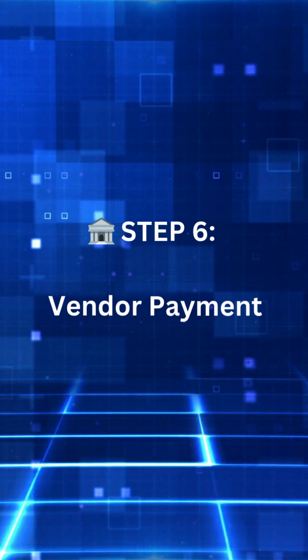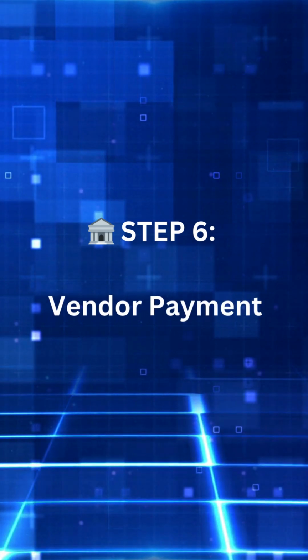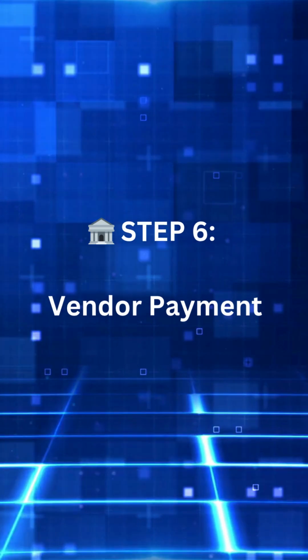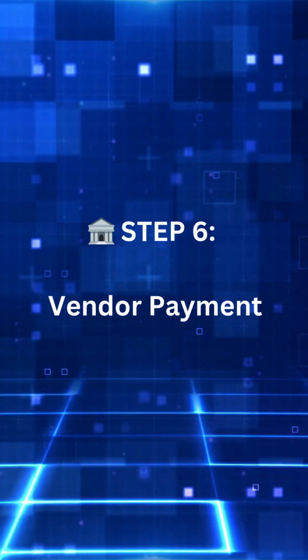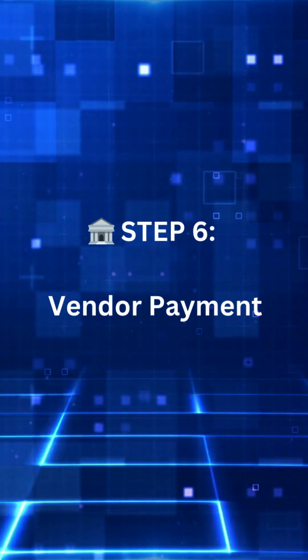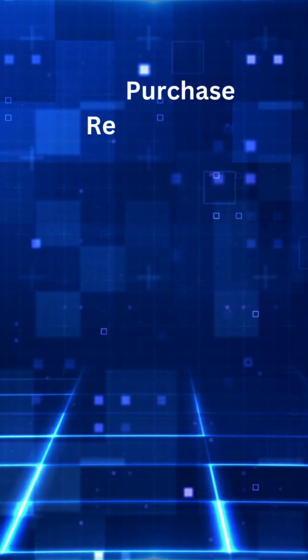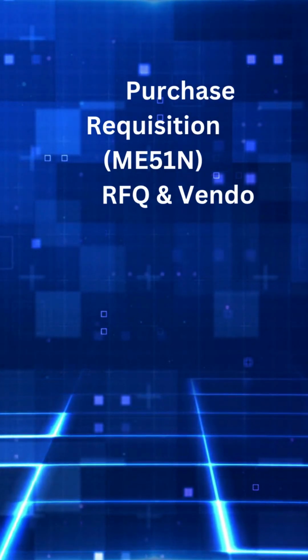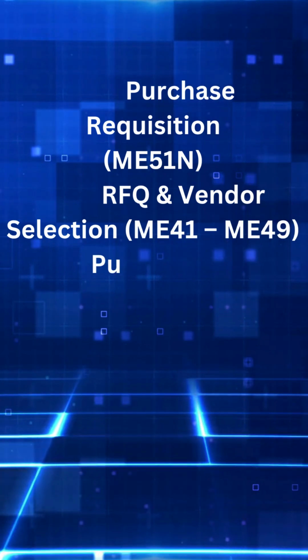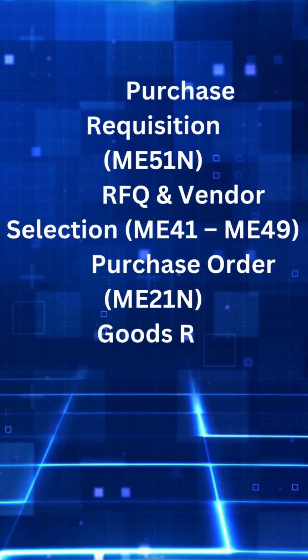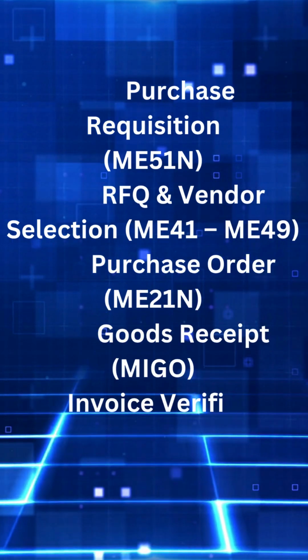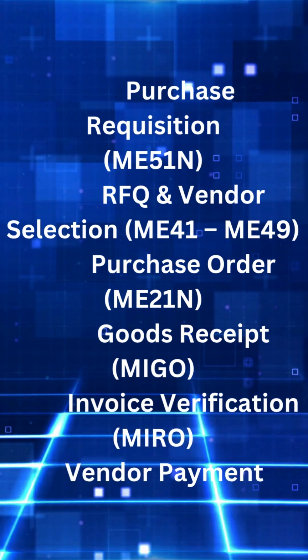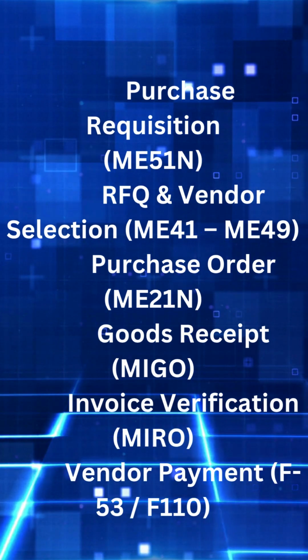Step 6. Vendor payment. Finally, the payment is made to the vendor using F53 for manual payment or F110 for automatic payment. Summary of the P2P cycle: it follows these six key steps: purchase requisition, RFQ and vendor selection, purchase order, goods receipt, invoice verification, and vendor payment.